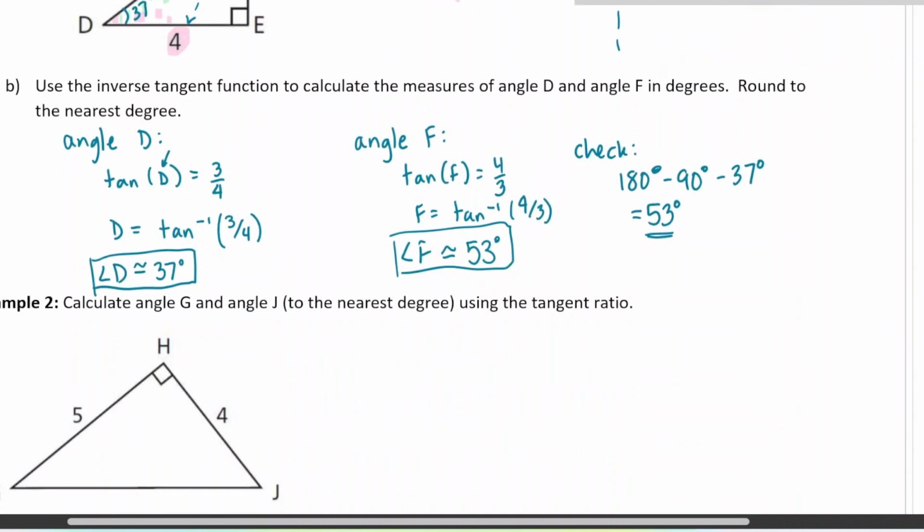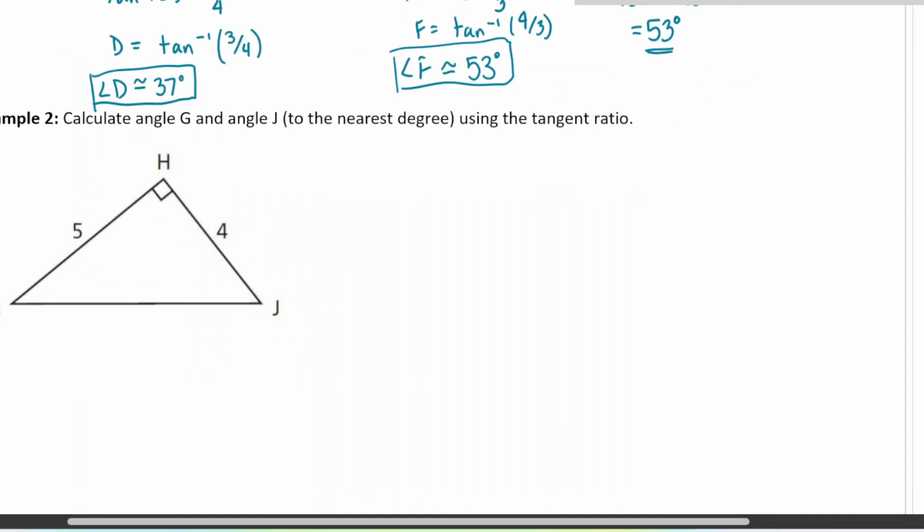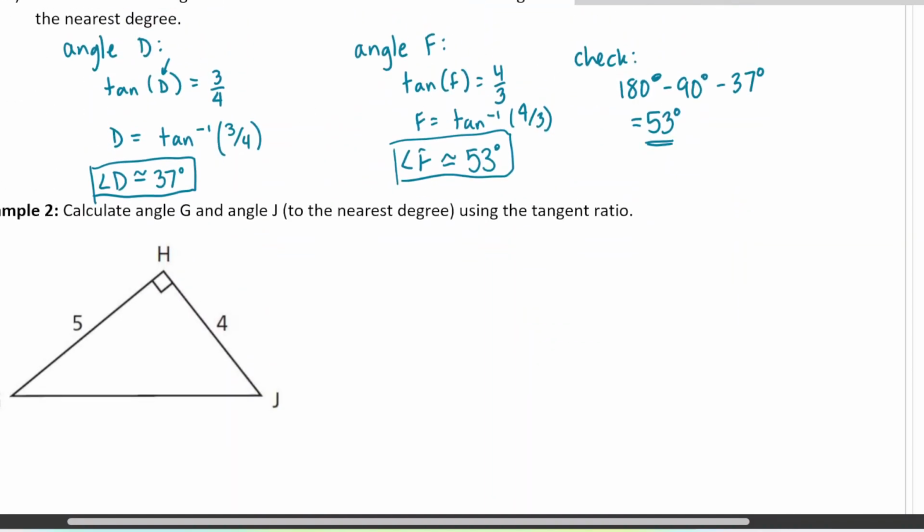You're going to do the exact same thing in the next example. So feel free to just pause here and do it on your own if you feel confident, or you can do it along with me. So first we'll start with angle G. So angle G is right here. So let's label the sides. So the side that's opposite to angle G would be 4. And the side that's right next to angle G, which is called the adjacent, is 5.